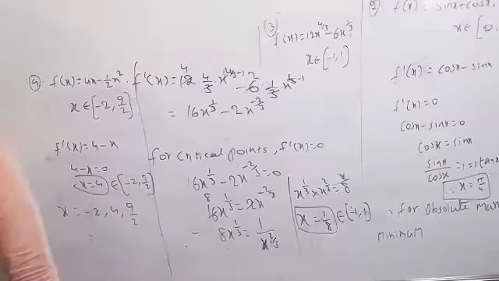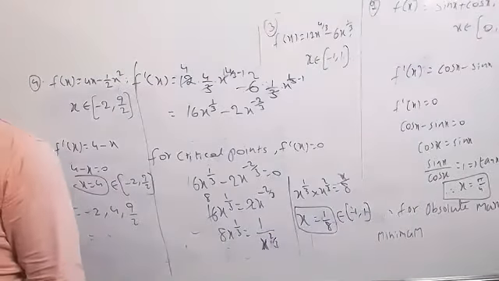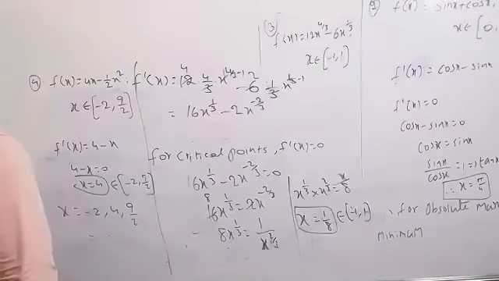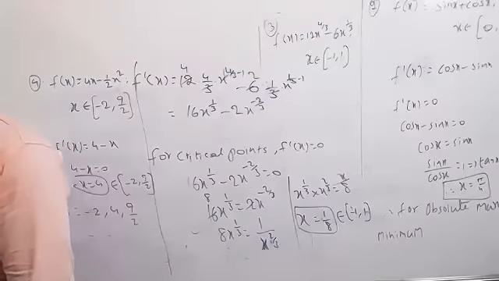Now tell me, what is the absolute maximum? 8. Absolute minimum? Minus 10. Very good, 8 and minus 10.